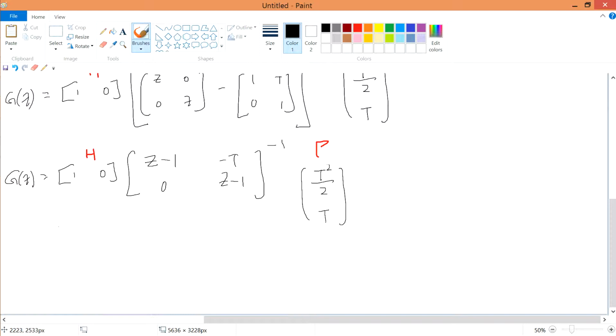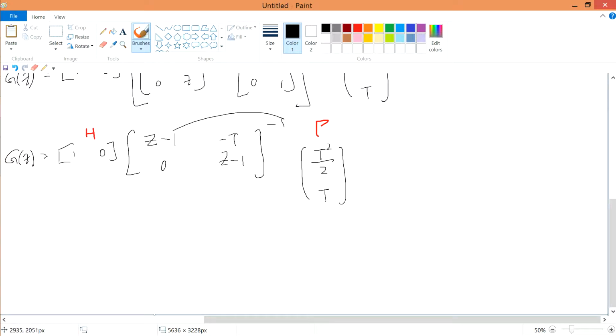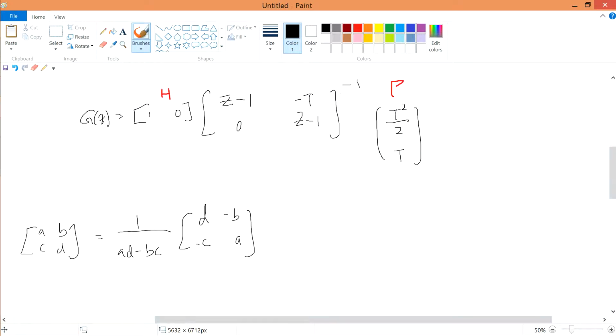Next step, I will do the inverse. This is a matrix inverse. I can do the inverse by using this general equation. If it happens that you forgot the inverse, this is how we write it: the matrix [A, B; C, D] inverse is equal to 1 over the determinant, which is AD minus BC, times the matrix where A and D switch position to D and A. I just flip them, and B and C I change to minus B and minus C.